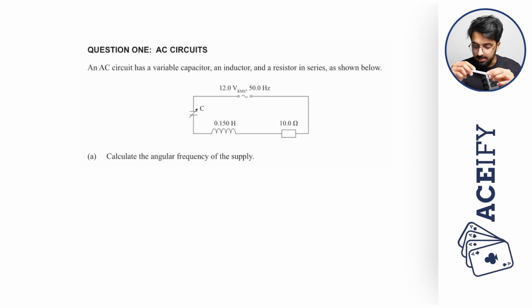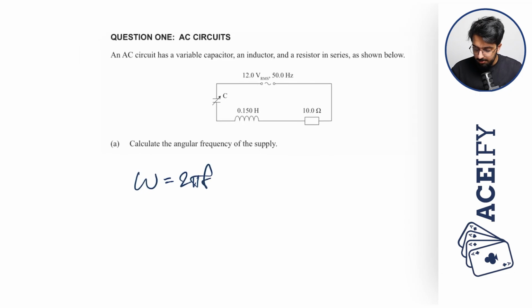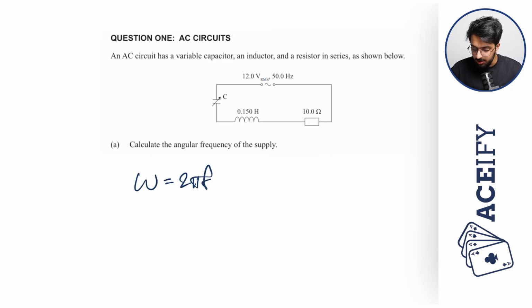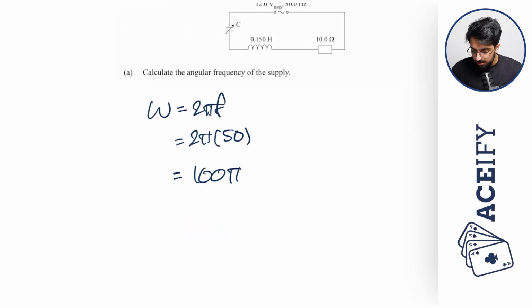An AC circuit has a variable capacitor, an inductor, and a resistor in series as shown below. Calculate the angular frequency of the supply. Alright, as we know, angular frequency is equal to 2 pi f, and we are simply given our frequency, and so we can just plug in our numbers, 50 hertz, and so therefore that's equal to 100 pi, or we can say that's equal to 314 radians per second.